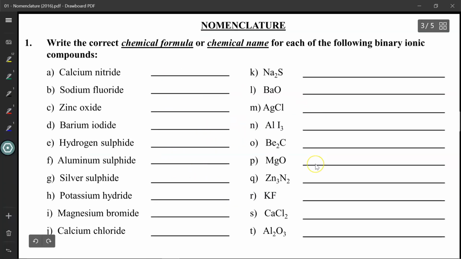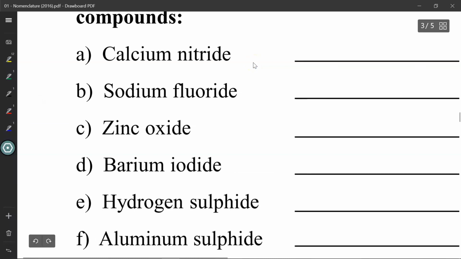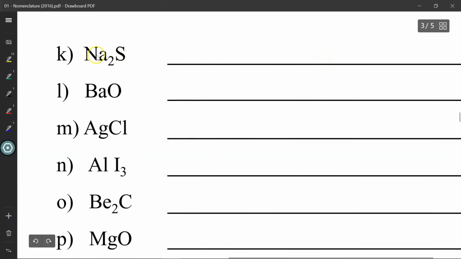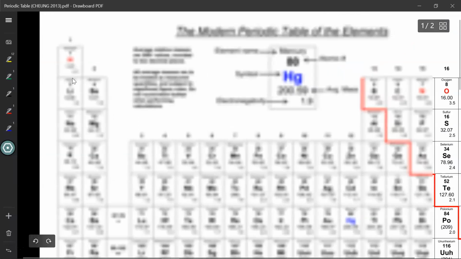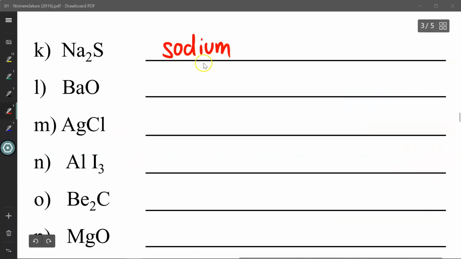Alright, so let's try some examples. I find it's easier to go from the chemical compound to the chemical name first, and then we'll do the chemical name into the chemical formula afterwards. So, looking at this chemical symbol, Na, we see that it is sodium. And since sodium is on the left side of the staircase, it's a metal, and metals do not change their name, so we just keep it as sodium.